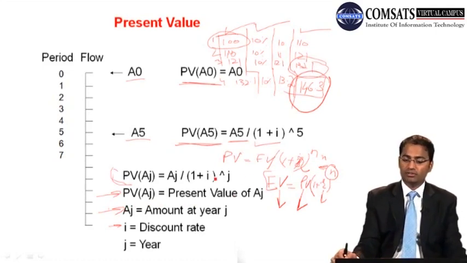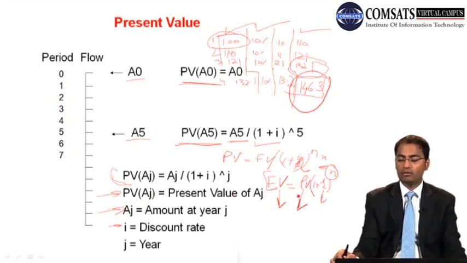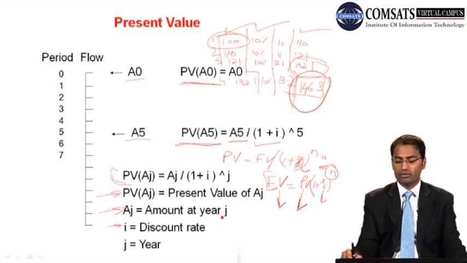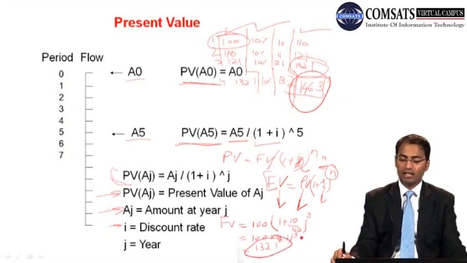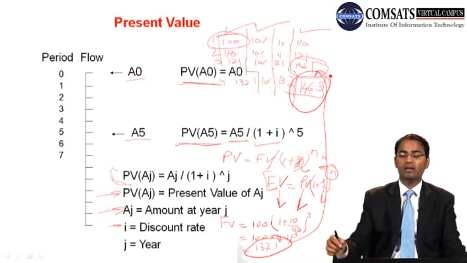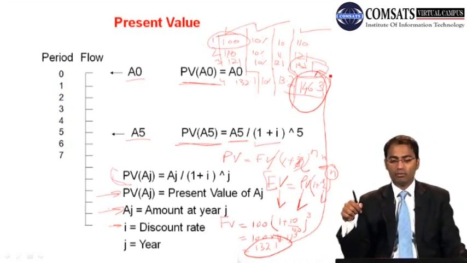So if we use this formula for future value, and we have a present value of 100, then future value is equal to 100, and rate is 10%, so 10 by 100, and the number of years is 3. So we will have 100 times 1.1 power 3, then we will have 133.1. Now that is equal to this thing. So we calculated it with this formula.